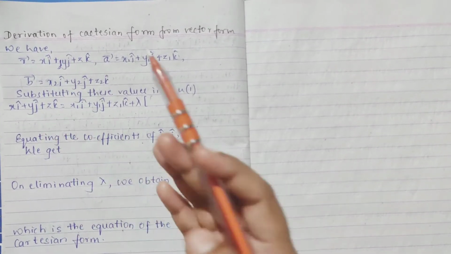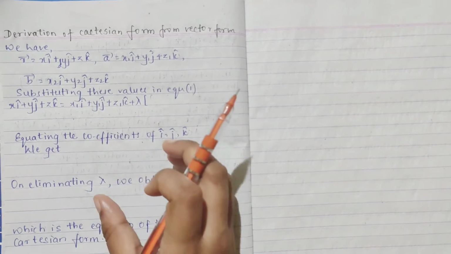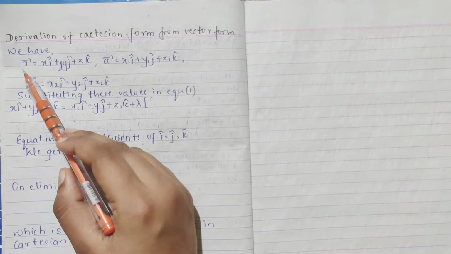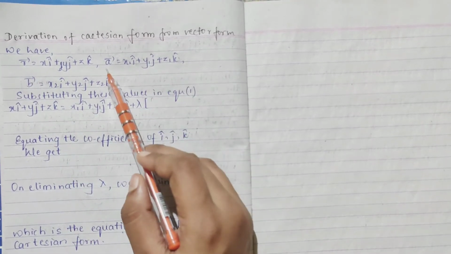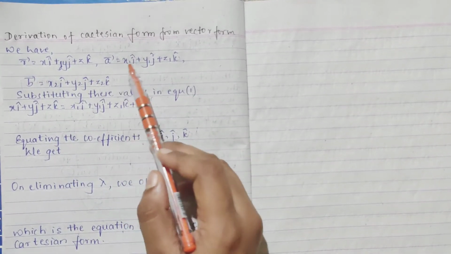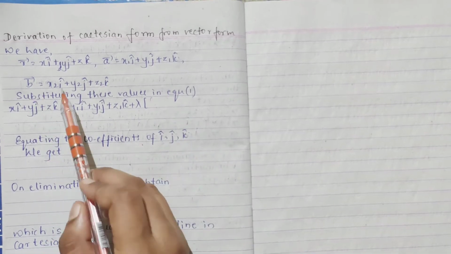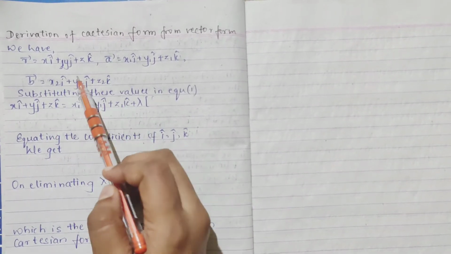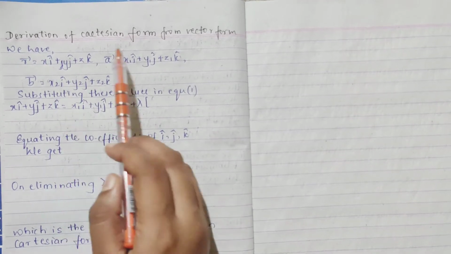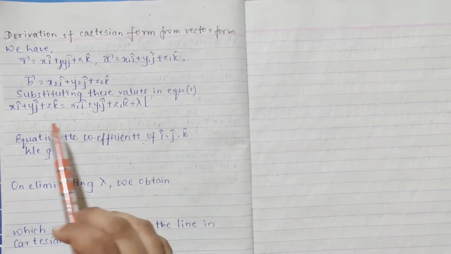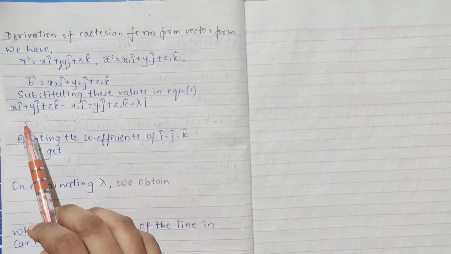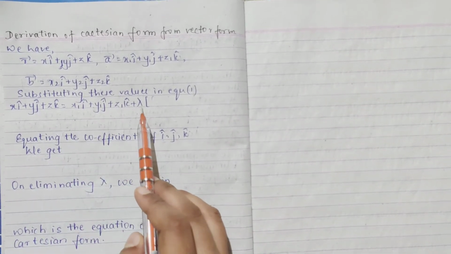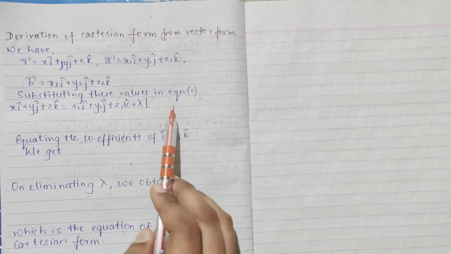I have explained it in the previous derivation itself. Your r is the position vector of the point P, with your point A having x1, y1, z1, and your B having x2, y2, z2. These two are the given points. So now we are substituting a, r, b in your equation 1. What was your equation 1? Vector r is equal to vector a plus lambda times vector b minus vector a.